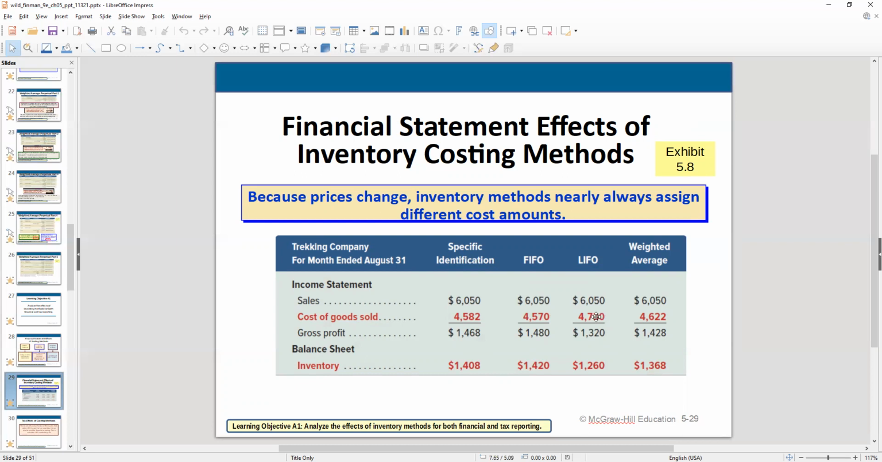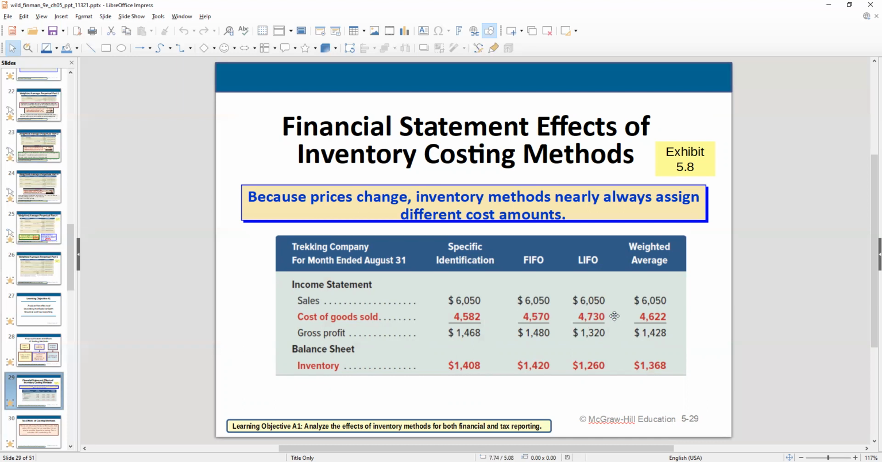Although weighted averages too. Under LIFO, cost of goods sold is $47.30. All right. And then weighted average is going to produce cost of goods sold of $46.22. Again, this is in between FIFO and LIFO.